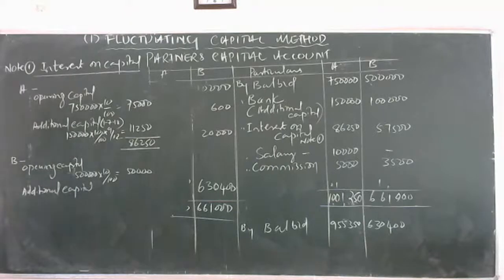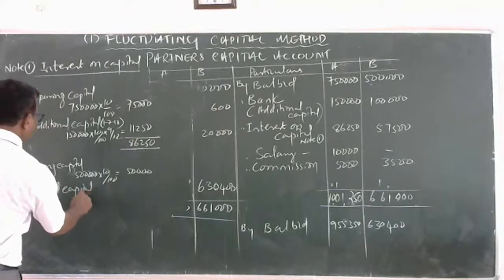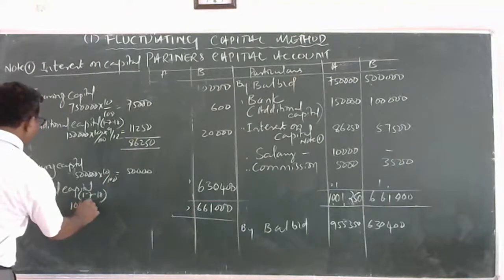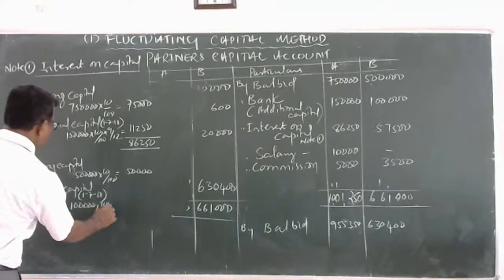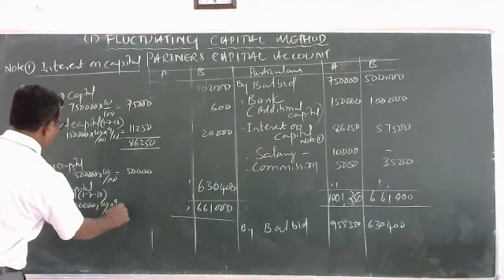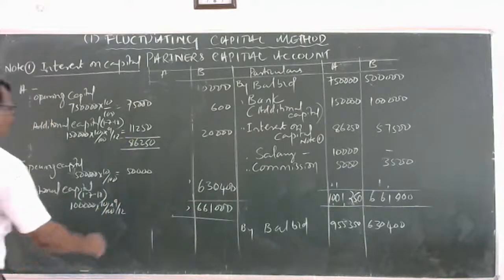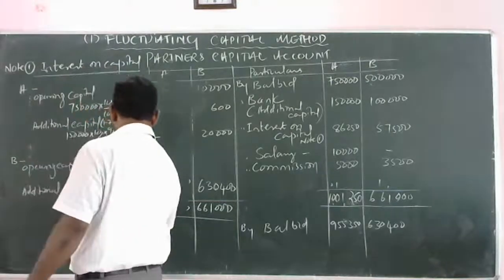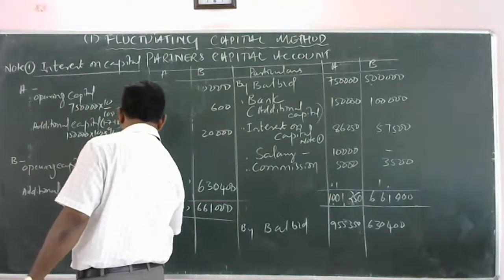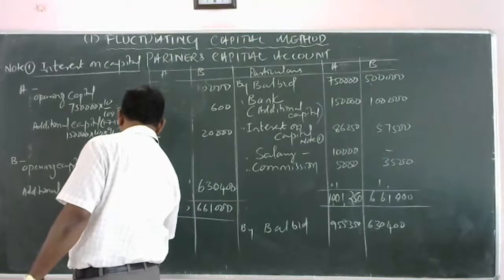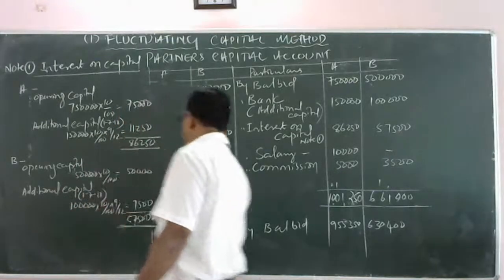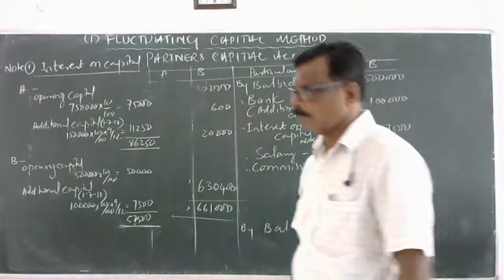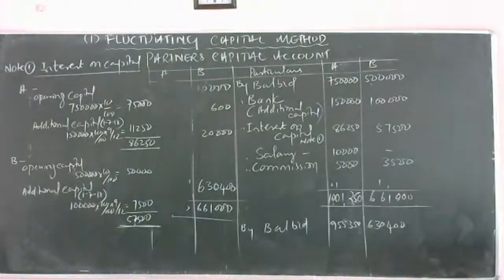B introduces additional capital on the same date, 1/7/2018, 1 lakh rupees at the rate of 10% for 9 months. Right? So, interest on capital of B on additional capital is 7,500. So, total interest on capital is 57,500.